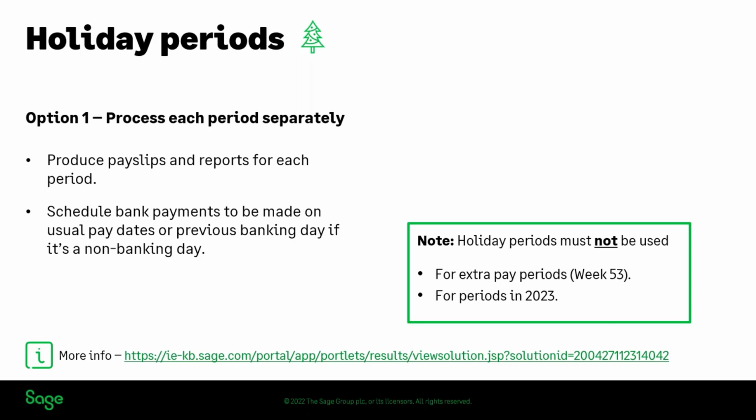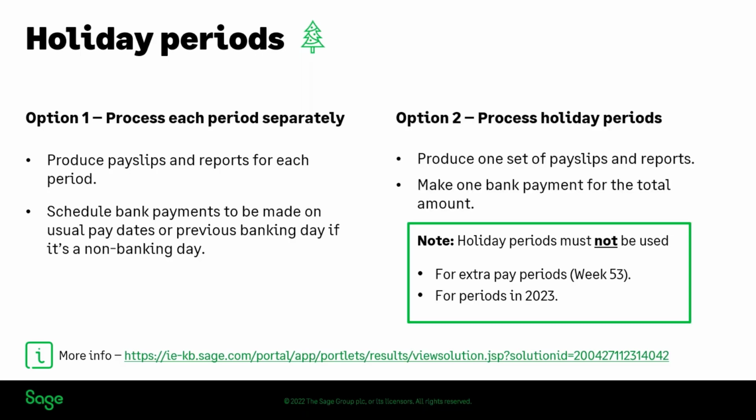And even if you're not going to be here on those pay dates, you can often schedule bank payments to be made on those usual pay dates, or perhaps a previous banking day if it happens to fall on one of the bank holidays. So if you're going for option one, you would run your payroll as usual, making sure you retrieve the RPNs, submit the payroll submission at the end of the process. And if you were paying your staff a little bit early, as I say, make sure they are given the full amount that they are due for all of those pay dates.